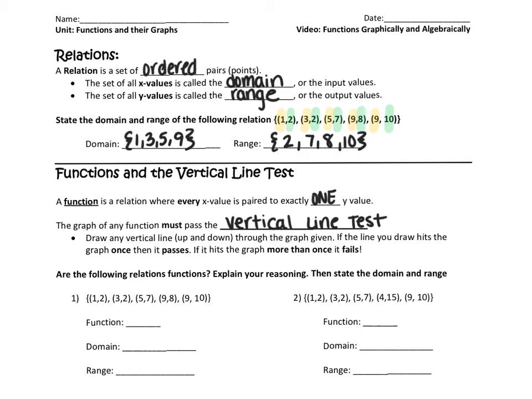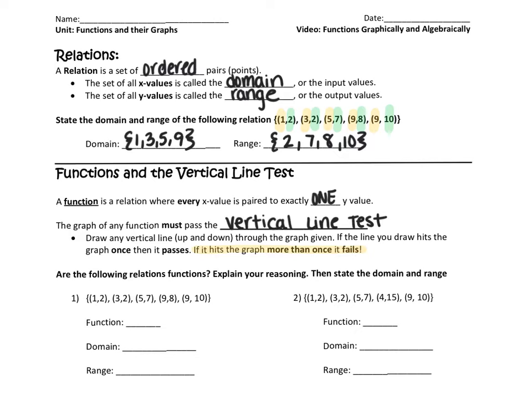And basically, what the vertical line test is, if you were to draw any vertical line up and down through the graph that's given, if the line you draw hits the graph once, then it passes. If it hits the graph more than once, then it fails. So this is the key part right here. If it hits it more than once, then it fails. Okay, so let's look at the next examples.